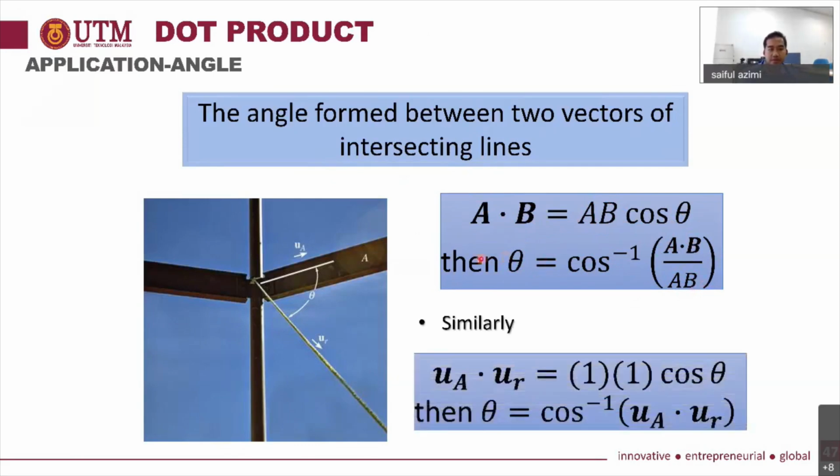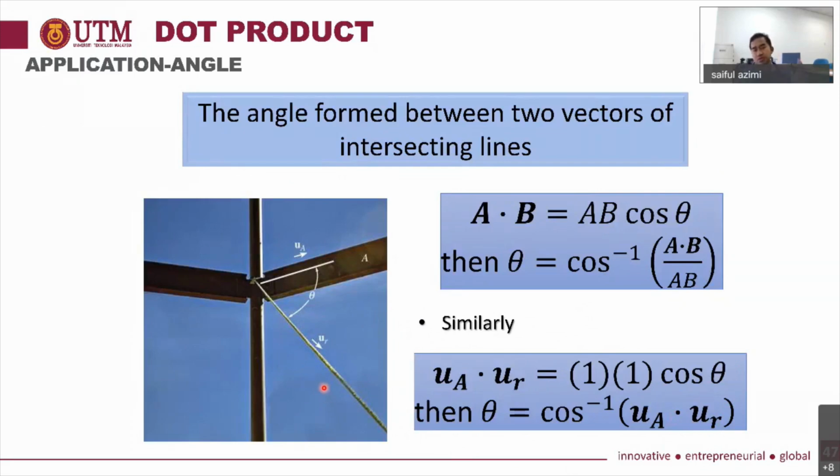Similarly, here we have the unit vector. A unit vector is still a vector, so you can use it to find the angle. UA dot UR equals, since the magnitudes of A and R are 1, 1 multiplied by 1 cos theta. So theta equals cos inverse of the unit vector of A dot the unit vector of R. This is an example of the application of the dot product.